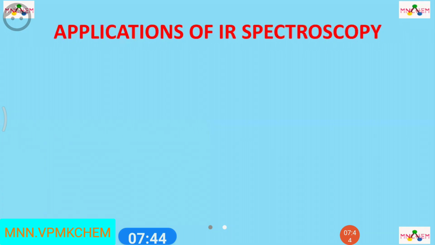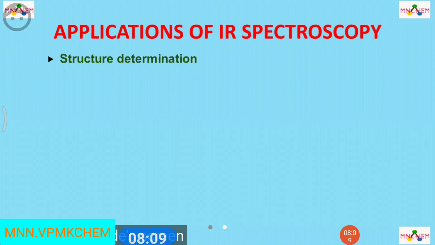Now, applications of IR spectroscopy. For organic chemists, the most important application is structure elucidation. It is useful for determining the structure of an organic compound. But the data from IR spectroscopy alone is not enough. We need to use data from other spectroscopic techniques like NMR, mass spectroscopy, XRD, which will aid in determining the structure of a molecule.